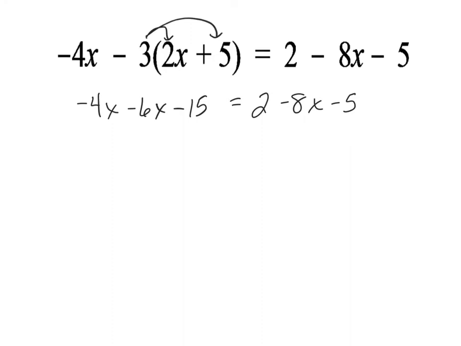And then I'm going to combine like terms. So I see a negative 4x and negative 6x. Well, those are like terms. Negative 10x minus 15. And on this side, I got a 2 with a negative 5. So it's negative 8x minus 3. Could you put negative 3 minus 8x? Yeah, we can move these around all we want to, as long as the sign stays with them. All right.